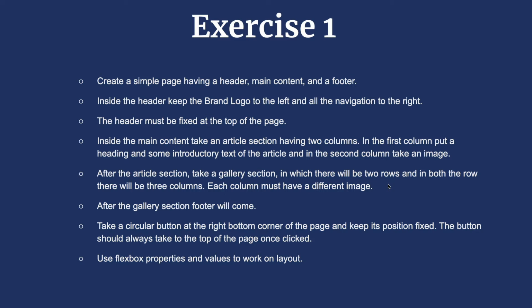Inside the main content, we have to take an article section having two columns. In the first column, take a heading and some introductory text of the article. And in the second column, we have to take an image. After the article section, take a gallery section in which there will be two rows and in both the rows there will be three columns. Each column must have a different image, right? After the gallery section, the footer will come.